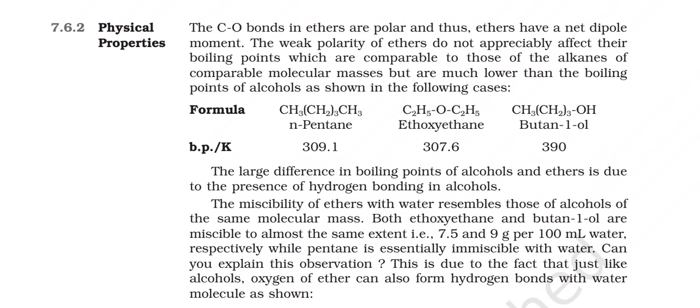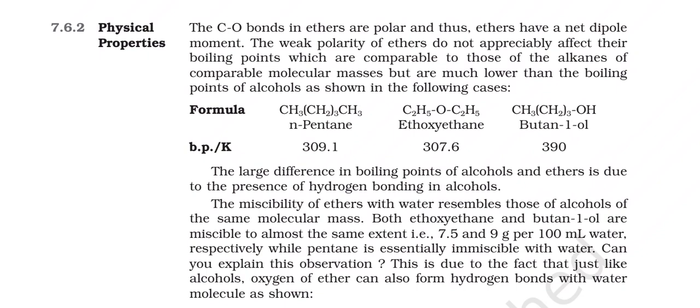Physical properties. The C-O bonds in ethers are polar and thus ethers have a net dipole moment. The weak polarity of ethers does not appreciably affect their boiling points, which are comparable to those of alkanes of comparable molecular masses, but they are much lower than the boiling points of alcohols, as shown in the following cases. The larger difference in boiling points of alcohols and ethers is due to the presence of hydrogen bonding in alcohols. The miscibility of ethers with water resembles that of alcohols of the same molecular masses.